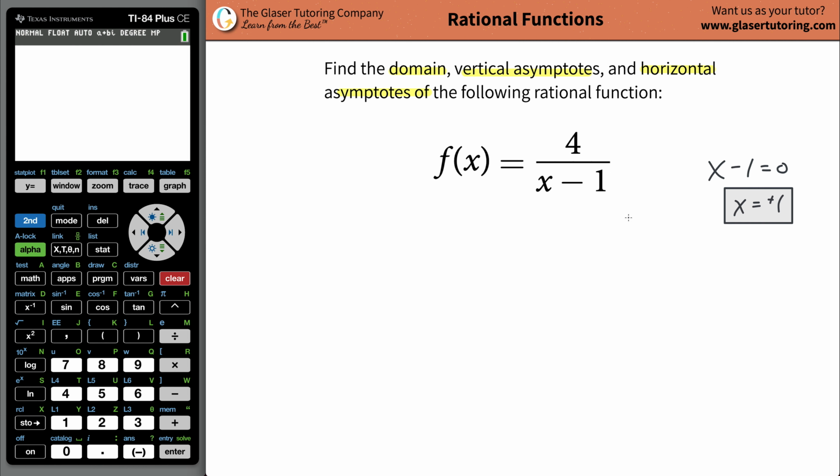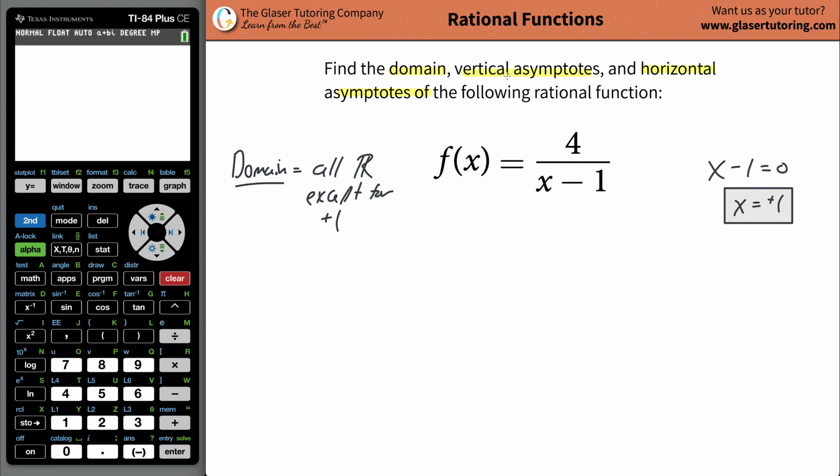Now, in this particular case, x cannot be equal to 1 for this function, and therefore I now have my domain, right? So let's just write it out in words. The domain here is going to be all real numbers except for positive 1. That's fine. If you had to have it in a certain notation, you could always put it into interval notation and whatnot, but that's the general gist.